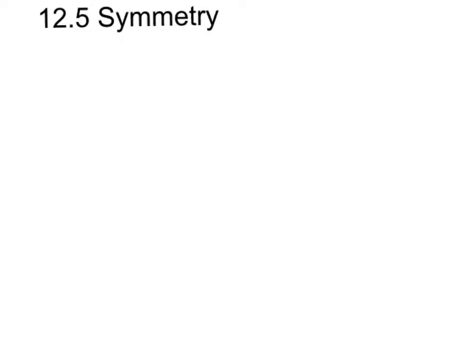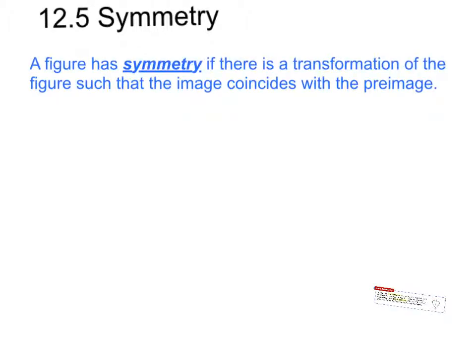Hello, 8th graders. In section 12.5, we're going to talk about symmetry. Now, you've done symmetry in the past, but we're going to talk about different types of symmetry in addition to just line symmetry. So a figure has symmetry if there is a transformation of the figure such that the image coincides with the pre-image.